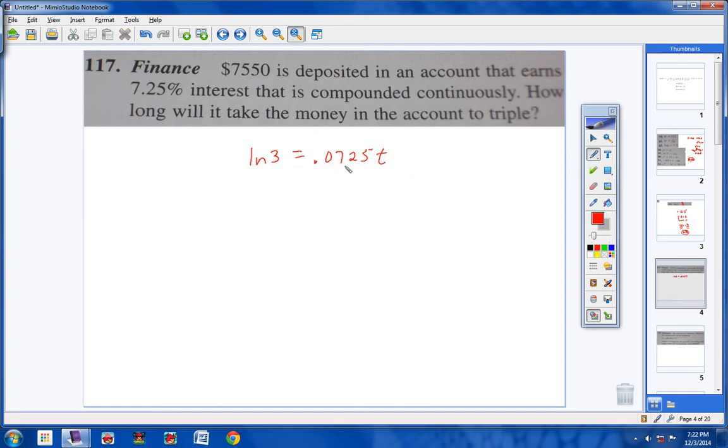Now students, watch this carefully next. I'm going to divide both sides by 0.0725. Okay, so here we go. Natural log of 3, enter, divided by 0.0725. We'll get this for my answer. My answer is 15.2. So it's going to take me approximately 15 years, a little more than 15 years, okay? Let me check the answer in the back of the book real quick. And we are good. Moving on.